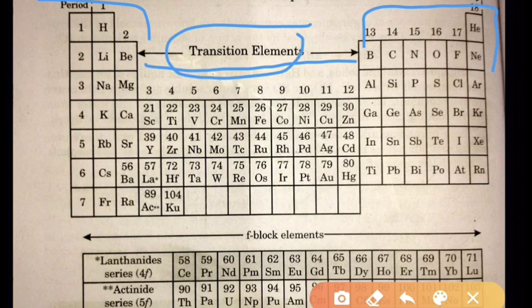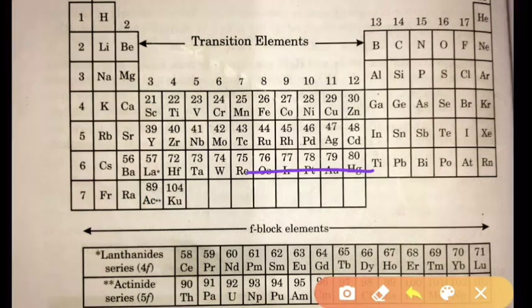known as transition elements. Transition elements are classified into four series: the 3D transition series, from scandium to zinc, the 4D transition series from yttrium to cadmium, then the 5D transition series, and this is your 6D transition series. So look at the 5D transition series.